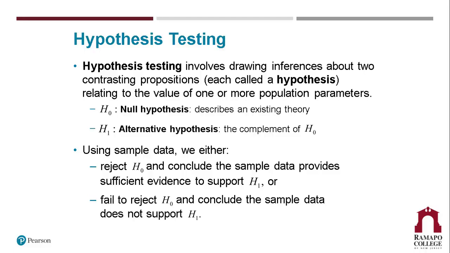In hypothesis testing, we have the null hypothesis, also known as H0, which describes an existing theory. We also have the alternate hypothesis, also known as H1, which is the complement to the null hypothesis. After performing a hypothesis test, one will either reject the null hypothesis and support the alternate hypothesis, or fail to reject the null hypothesis and reject the alternate hypothesis.